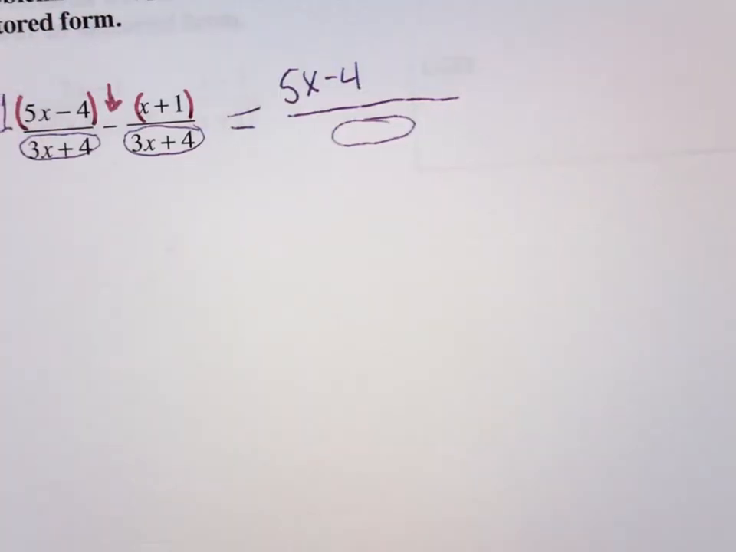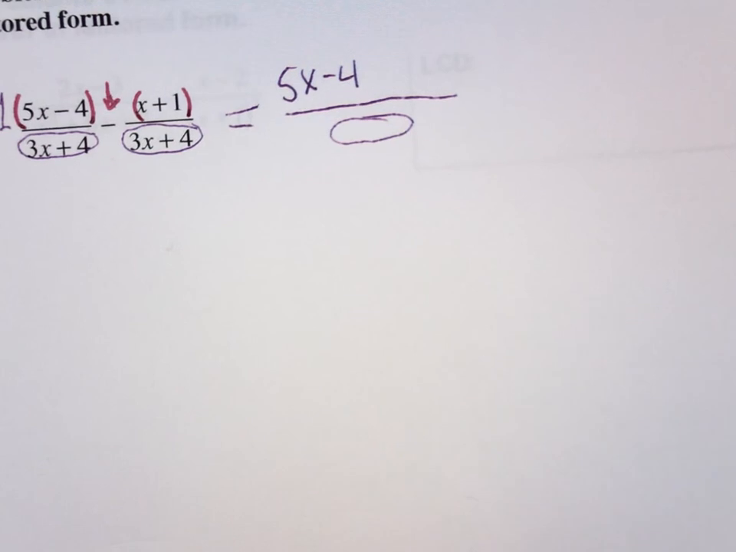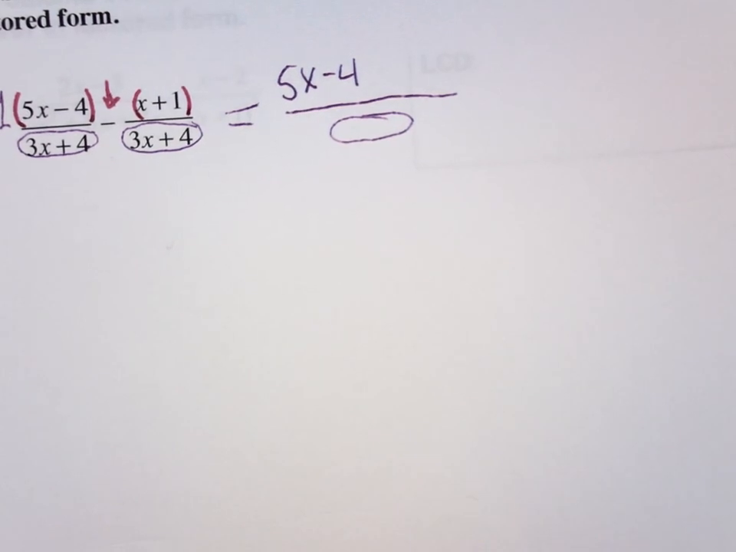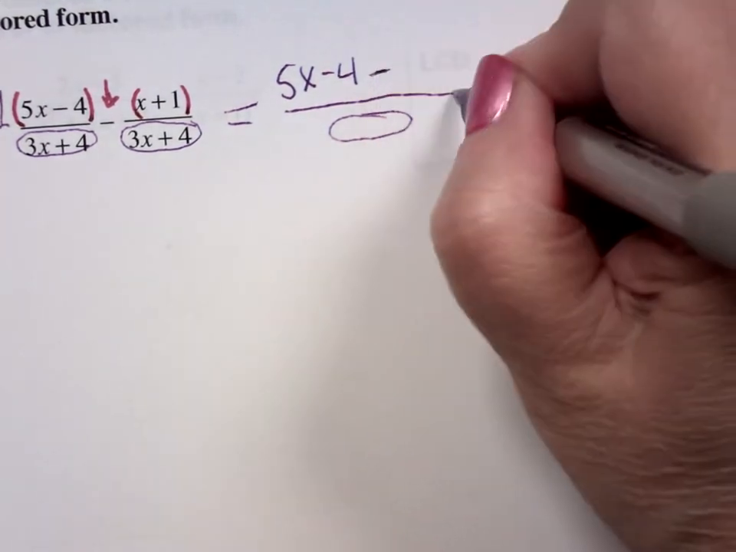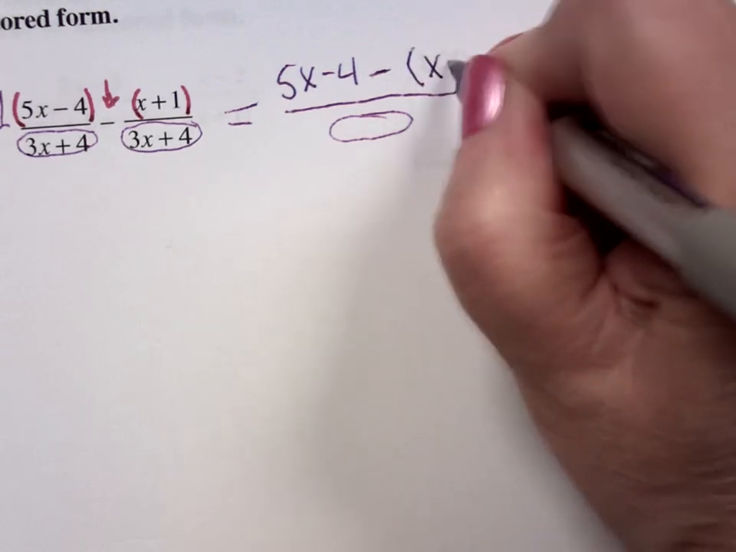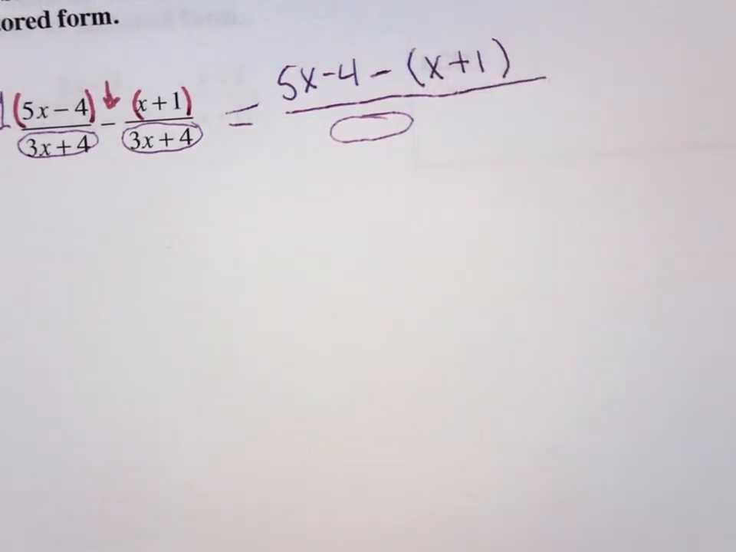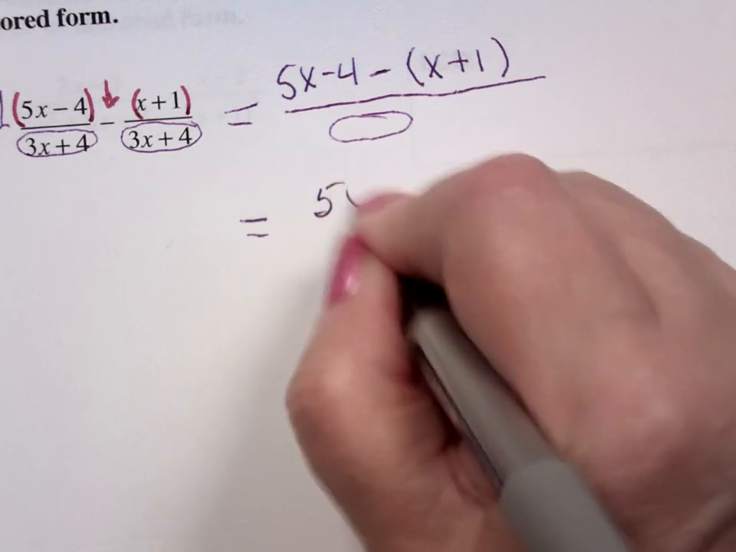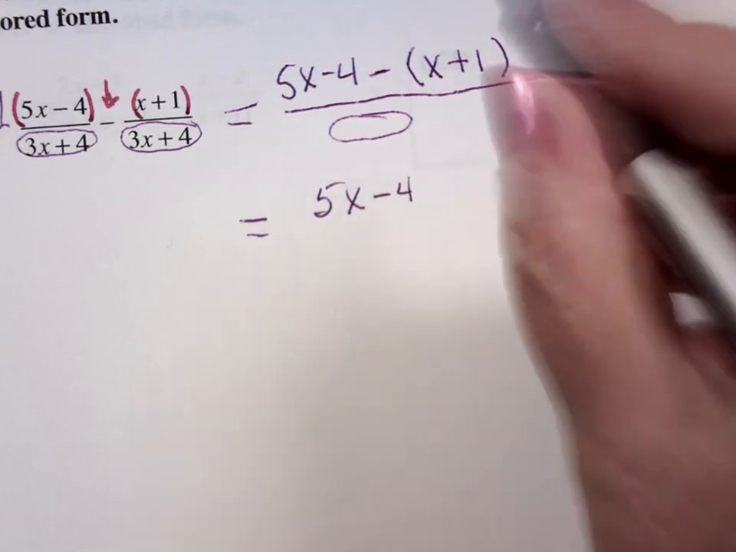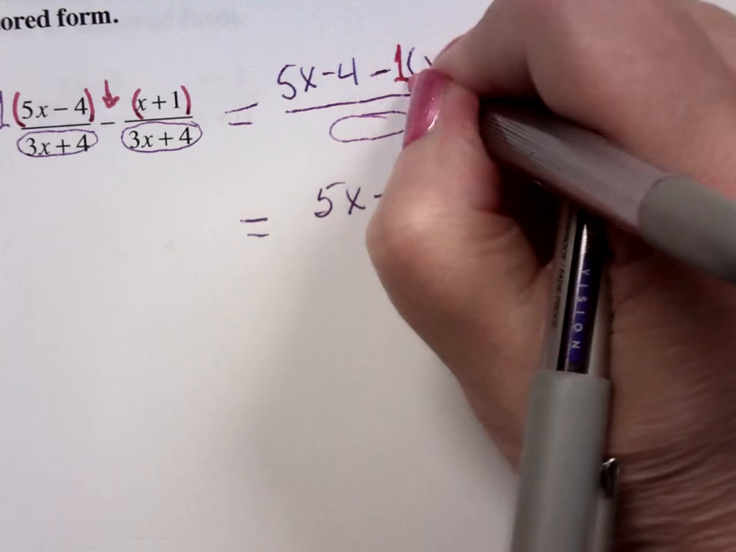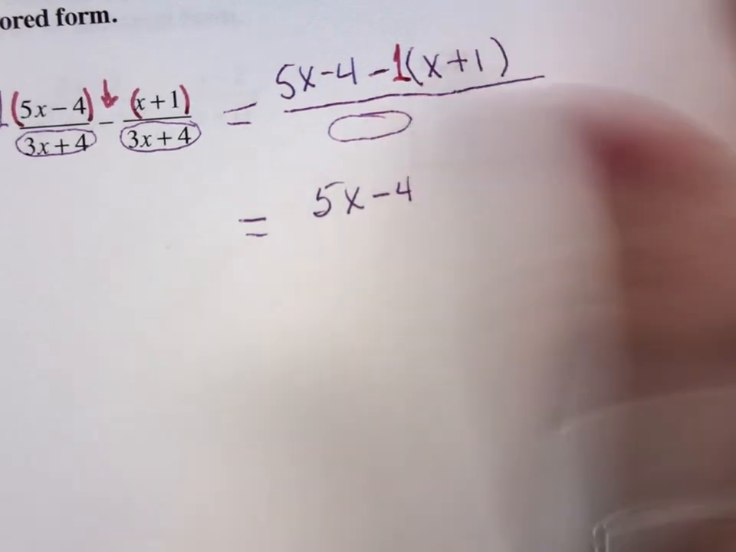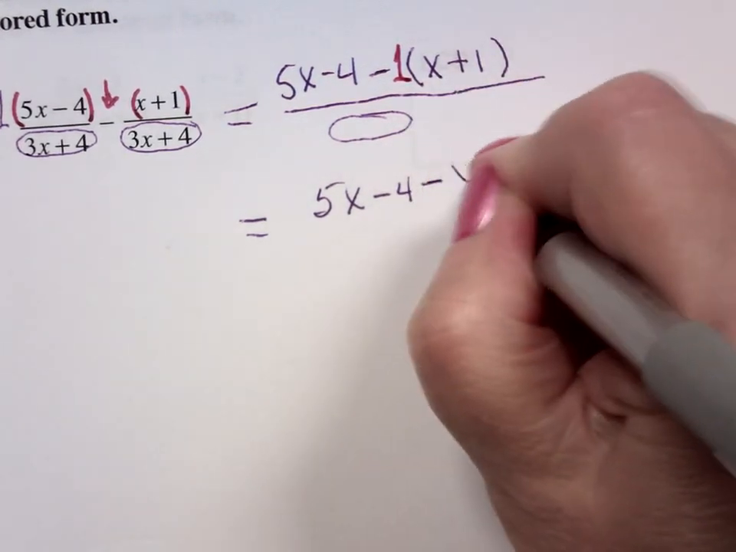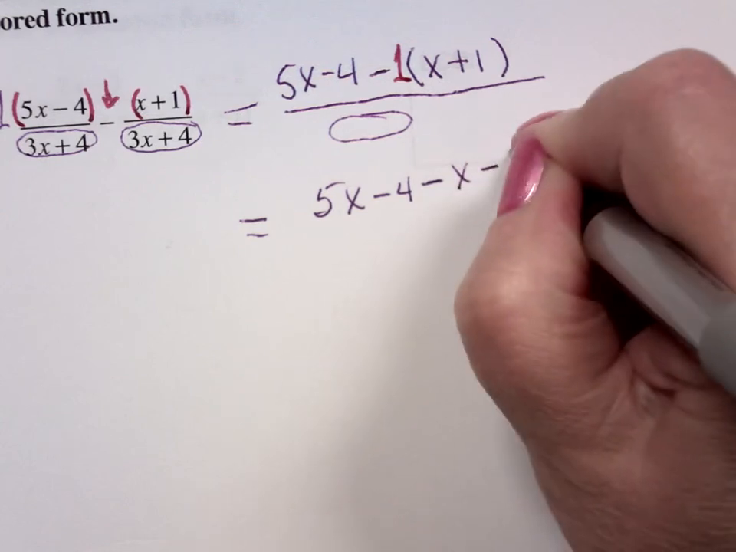I don't need the parentheses there because what's in front of that set of parentheses is a 1. And 1 automatically removes it. However, since this is a subtraction, I do need the set of parentheses. So that's that intermediate step. So this then becomes 5x minus 4. This is a minus 1. That minus 1 will change the sign on the x and will change the sign on the 1.